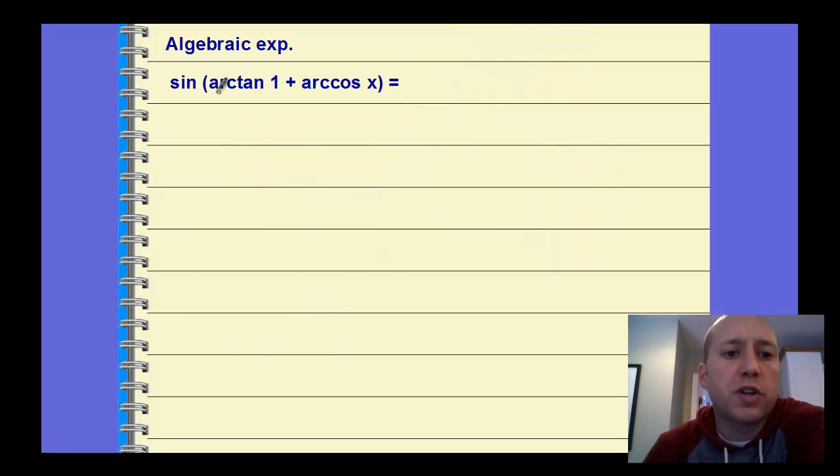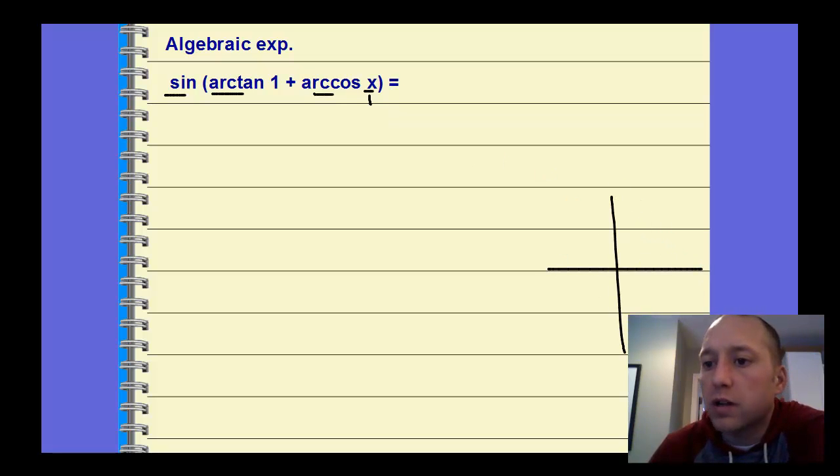Algebraic expressions. If we're given our arcs here, back to chapter 4 again, we want to be able to use those to find the sine of the sum of these two angles. Arctan 1 is really the angle where the tangent is 1. Arc cosine x is the angle where cosine is x. We want to add those together and then find the sine of that. To do that, we first need to look at what arctangent 1 is and arc cosine x. If that's like x over 1, it might help us draw those.